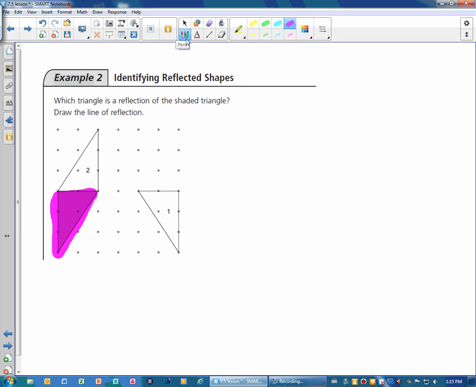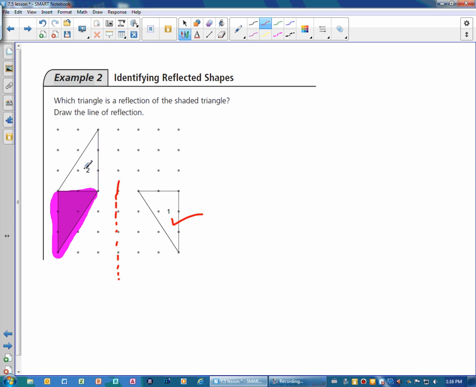Okay, so it's asking, do you think that triangle 1 is a reflection of this shaded triangle? Do you think there's a line of reflection that exists that would reflect this onto this? And the answer is yeah, that line of reflection is right here, of course. So this dot would become that dot. This dot here would become that dot, and that dot would go over there. So number 1 is yes.